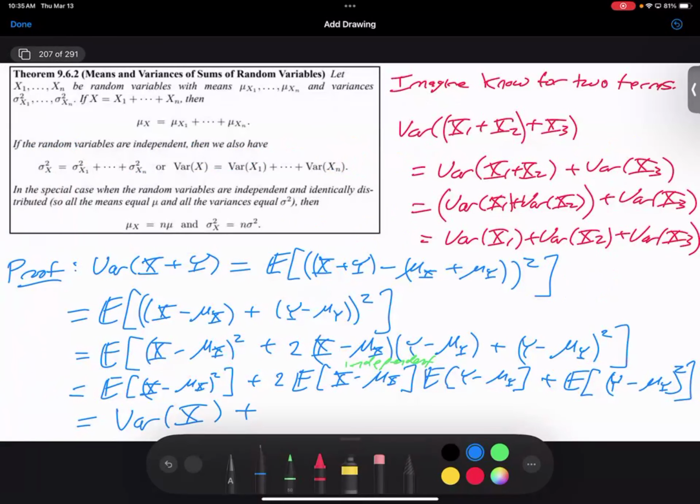So over here we get variance of x plus 0 plus the variance of y, and that's what we needed to prove. So the variance of a sum is the sum of the variances as long as the covariance terms vanish. Notice that the variance of a sum can be the sum of the variances even when they're not independent. As long as the covariances sum to 0, it's true.